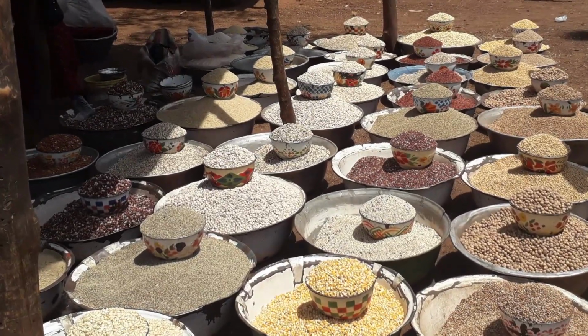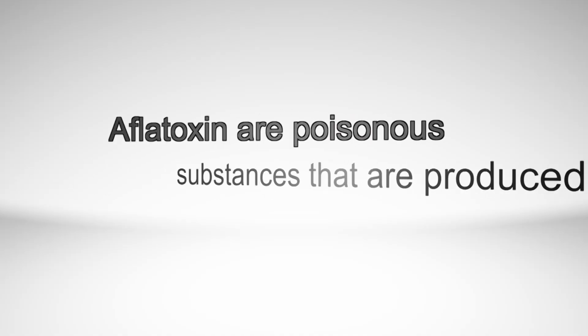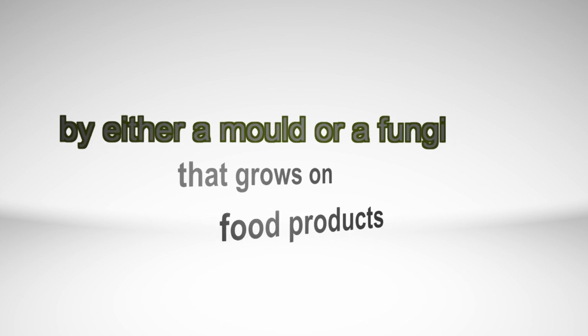Aflatoxins are toxins, or let me say poisonous substances, that are produced by certain types of molds or fungi. So these fungi grow on food products. And as they grow, they produce these metabolites because they are living things. So as they are growing, they are also secreting these secondary metabolites called aflatoxins. But it is not all molds that produce aflatoxin. It is only a particular species that produces the aflatoxin.